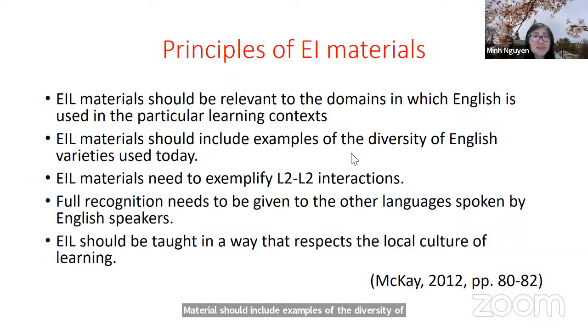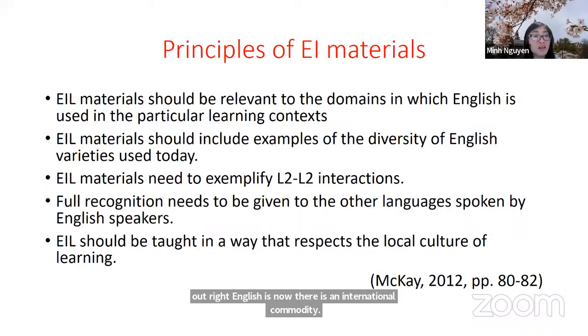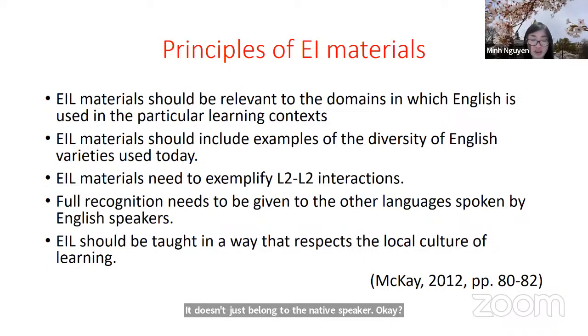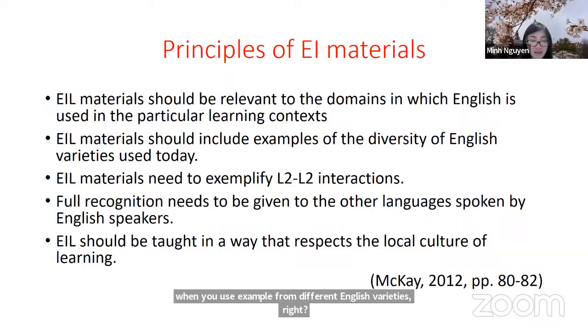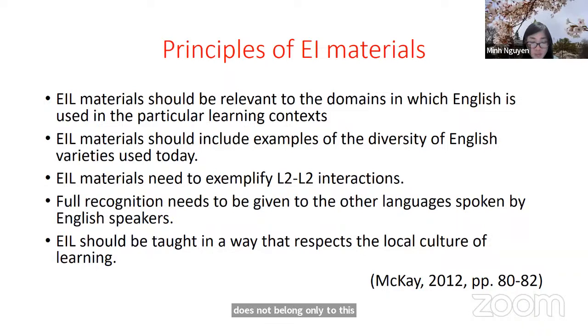Using examples from different English varieties not only serves to raise learners' awareness that English does not belong only to speakers of the inner circle. Like Professor Jack Richards has just pointed out, English nowadays is an international commodity. It belongs to everyone who uses it and speaks it. It doesn't just belong to the native speaker. So using examples from different varieties raises your learners' awareness that English belongs to everyone who speaks it, and it also helps enhance their receptive skills, improving their ability to comprehend different varieties of English.